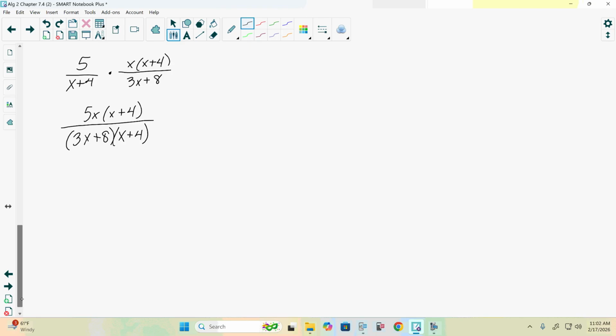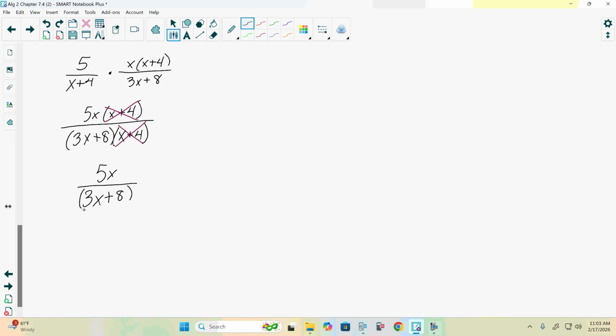Now, there is something in common on top and bottom. Yes? And it is the x plus 4 over x plus 4. Telling us that we have 5x over 3x plus 8. Now, we don't necessarily need the parentheses around the 3x plus 8 because there's nothing else on bottom with it. But that 3x plus 8, the 3x and 8 are stuck together because it's a plus, so we can't simplify it with the 5x on top.